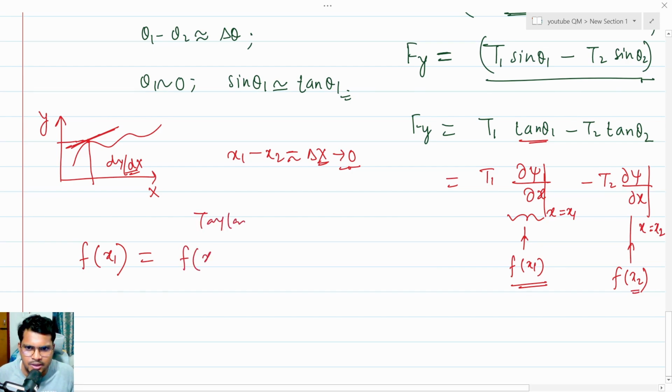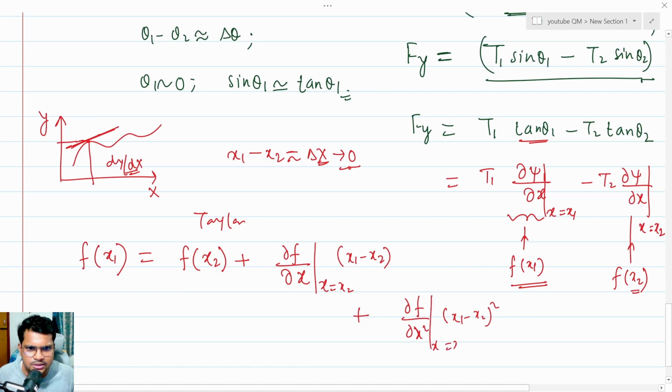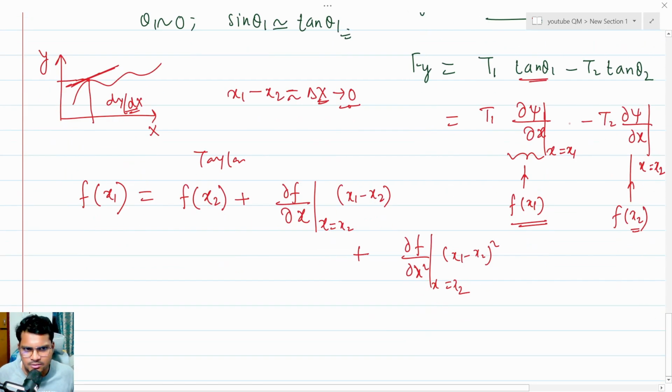It would become simply f(x2) plus del f over del x at x equal to x2 times (x1 minus x2), plus again del squared f over del x squared times (x1 minus x2) whole square at x equal to x2. This is the Taylor series of this function, right? Considering that del psi over del x is f of x1, and these are two derivatives at different points, I am just saying that whatever function I am taking, let's expand it around x2 because these points are very nearby to each other.